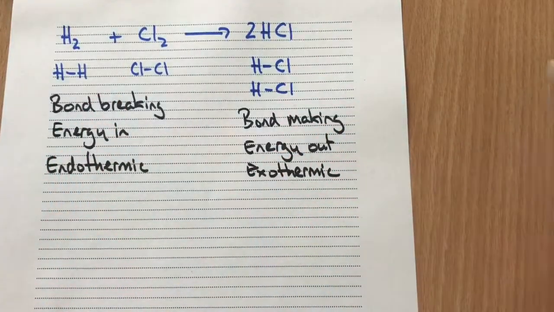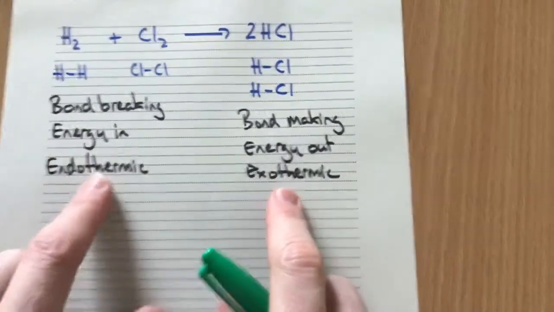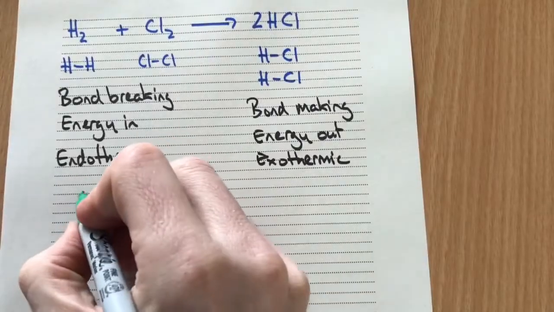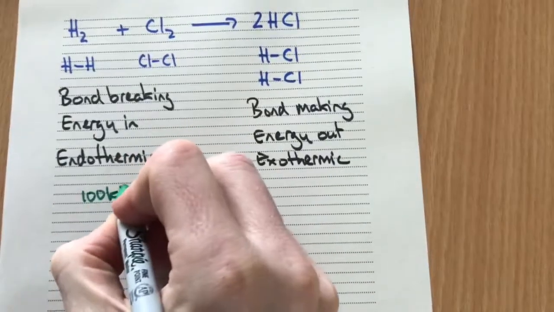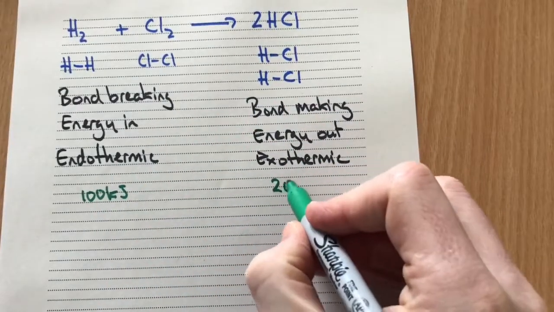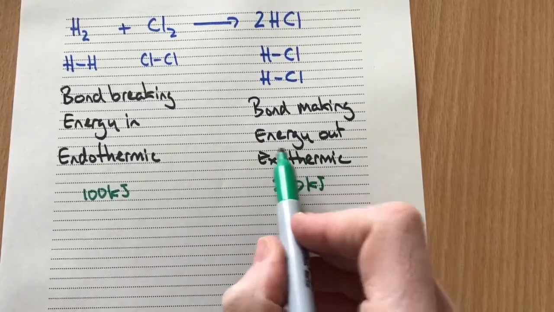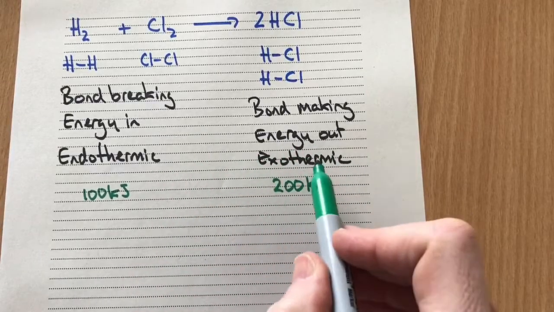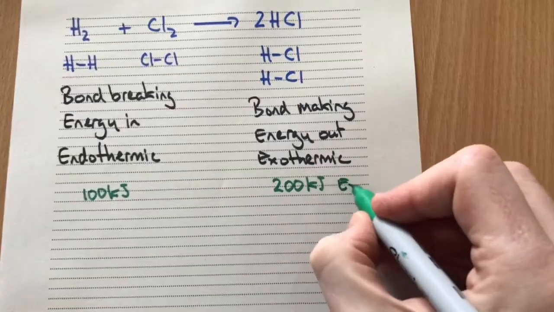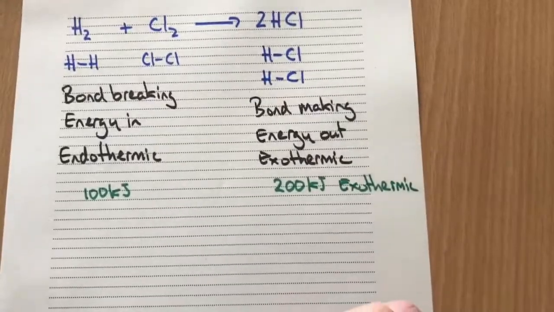To work out the overall energy change, we would then need to see which of these two is the greatest amount of energy. For example, if we were to put in 100 kilojoules of energy to break all these bonds, but if we were to get out 200 kilojoules of energy, then this process here is the greatest amount of energy, being 200. Therefore, overall, this reaction would be an exothermic reaction.